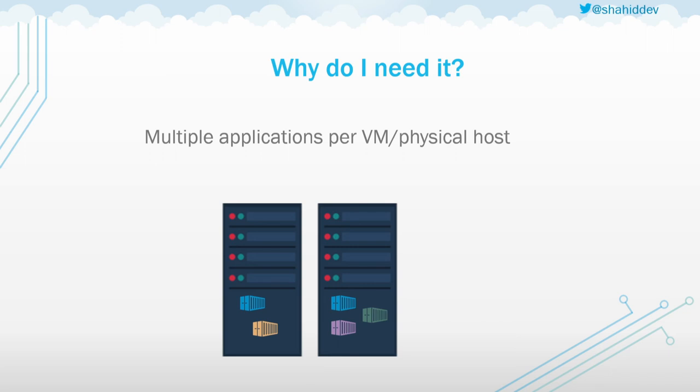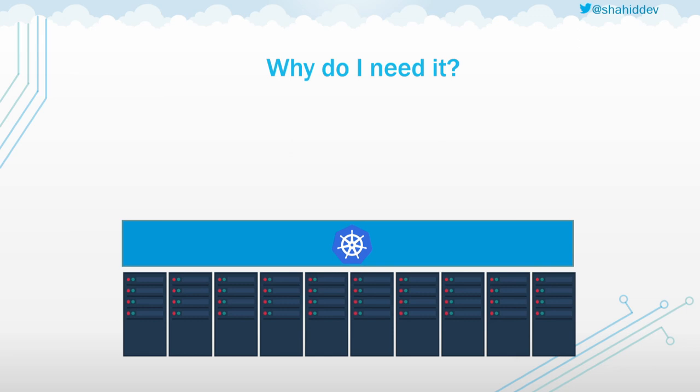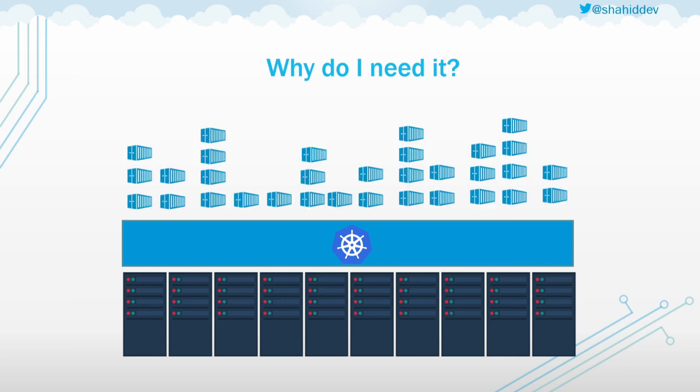This is where container orchestration comes in. What container orchestration does is take a bunch of machines and essentially mesh them together. So we have a blob of compute, memory, and networking. We put a container orchestrator like Kubernetes across that, and then we deploy our containers onto this container orchestration platform.